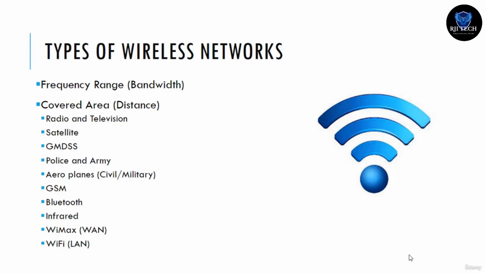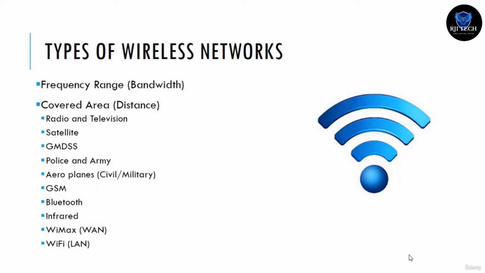We have a variety of wireless technologies that are used in our daily life, such as radio and television, either terrestrial or satellite. Both can be emitted from terrestrial stations or from the satellite in the sky. We have the GMDSS, which is used by ships to transmit their information and even their emergency signals from the oceans to the land.